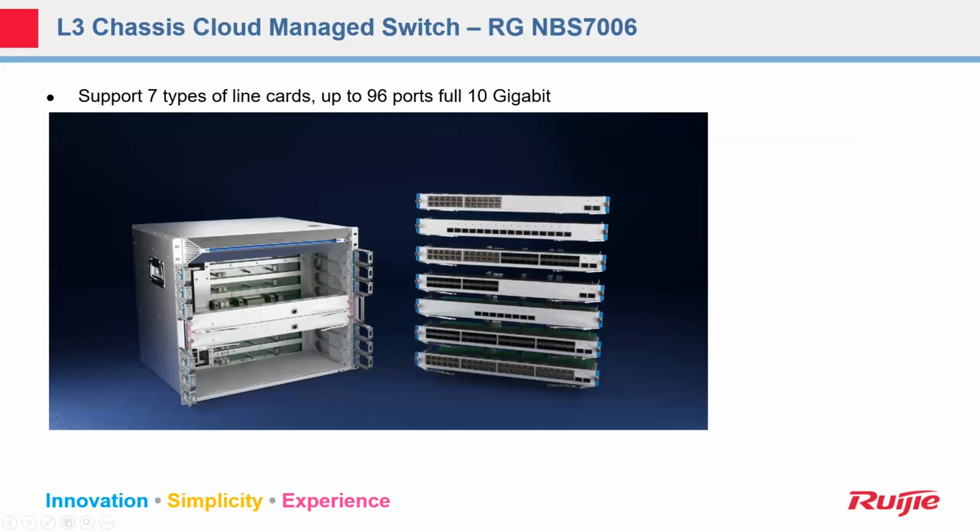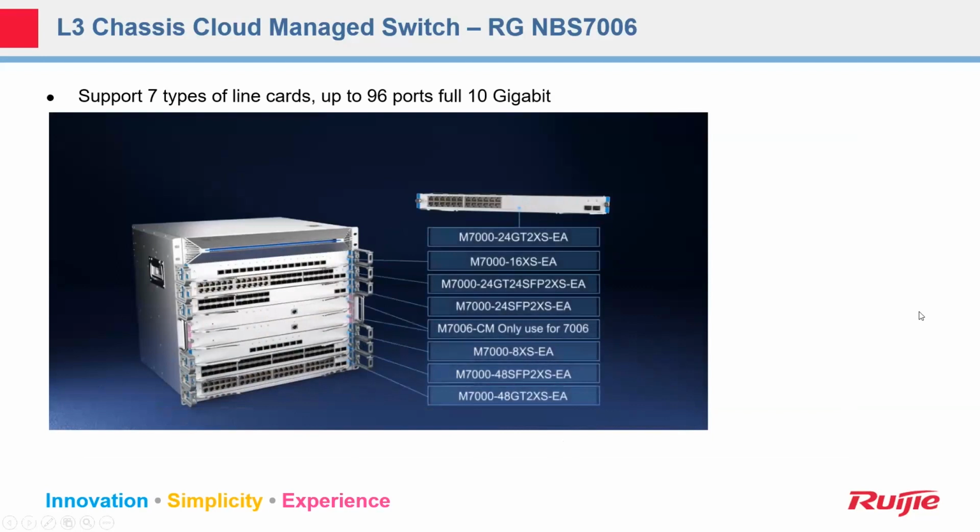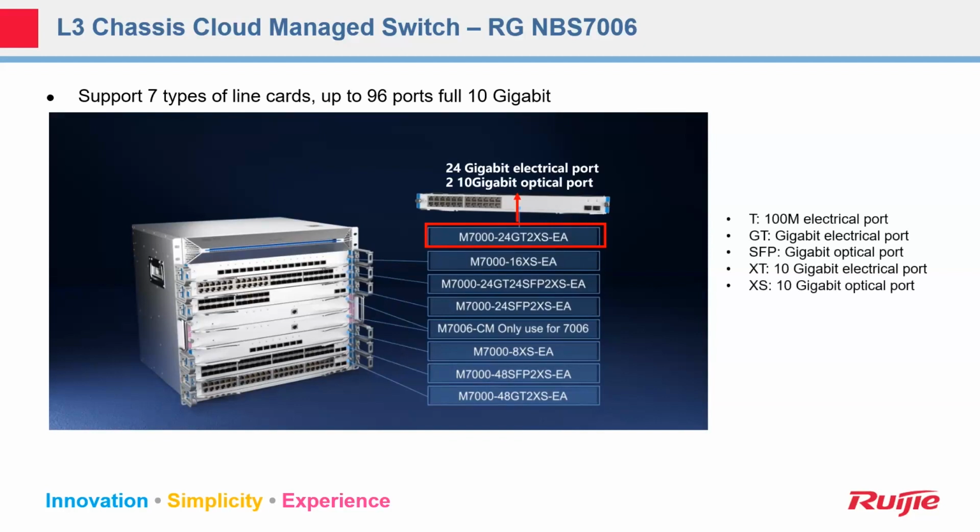Then let's see the line cards that can be used for the 7000 series. The first one, M7024GT2XSEA. The letters and numbers actually have specific meanings. The name of this line card indicates that it can provide 24 Gigabit electrical ports and 2 10 Gigabit optical ports. You can see the following parameters as a reference. T means 100 Mbps electrical port. GT means Gigabit electrical port. SFP means Gigabit optical port. And XT, XS, they all have different meanings.